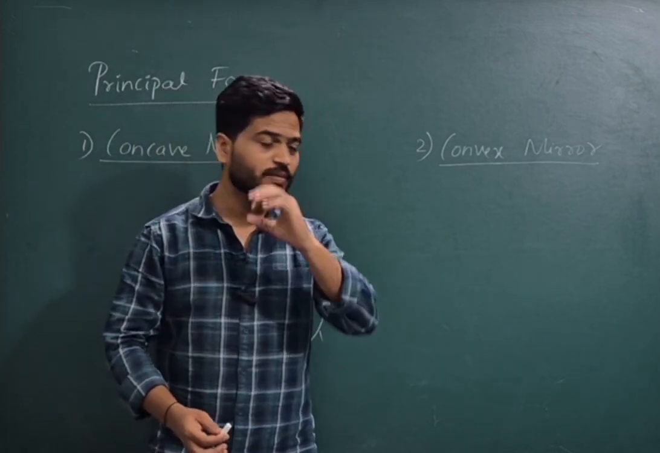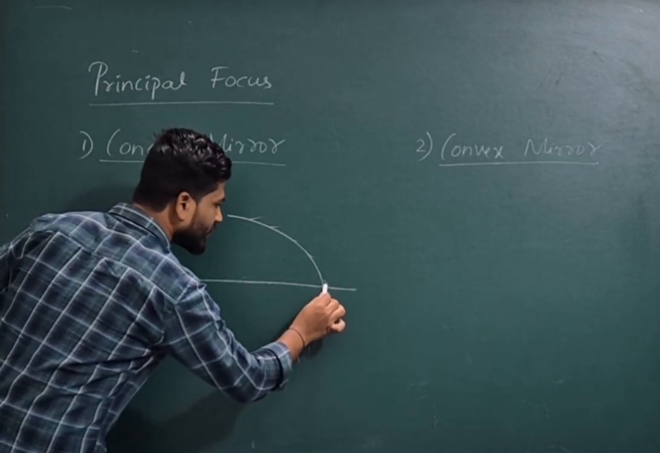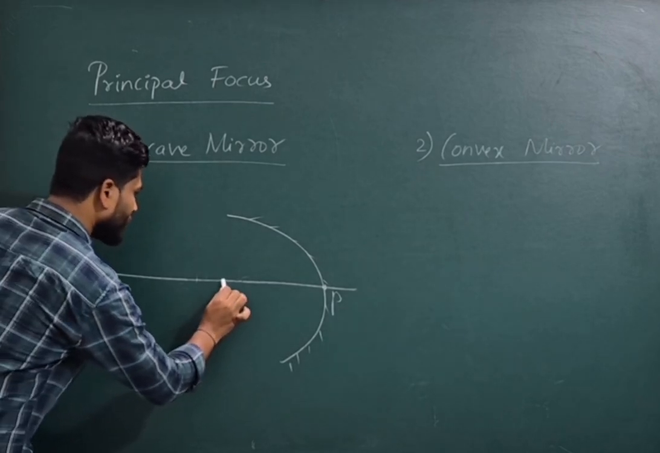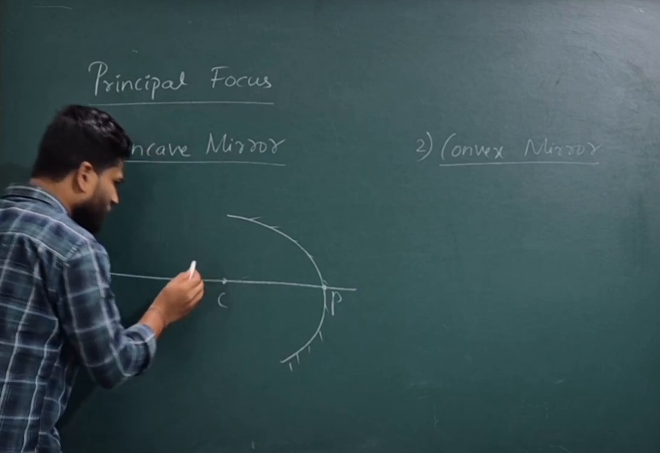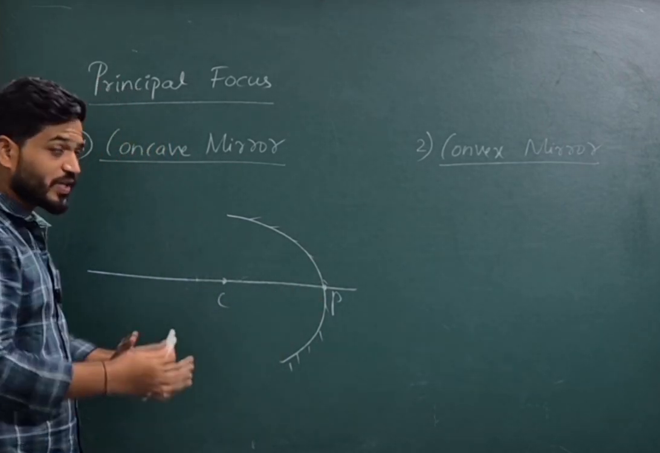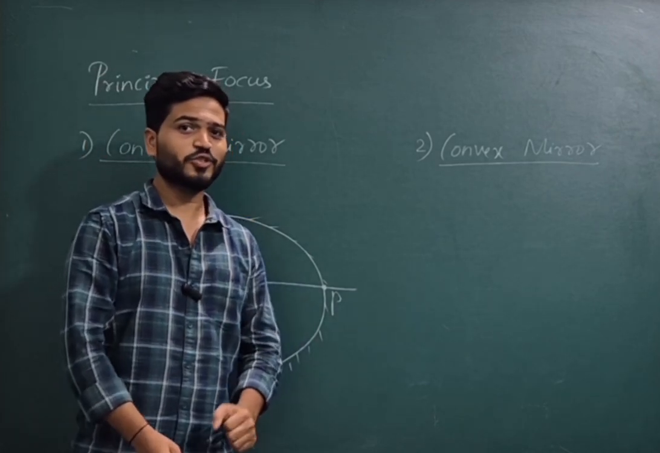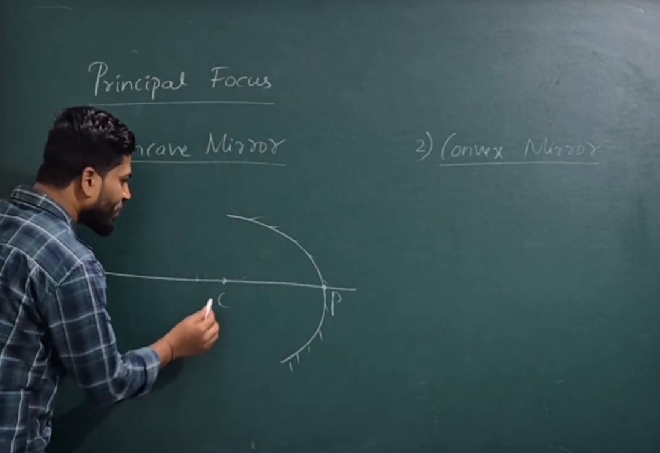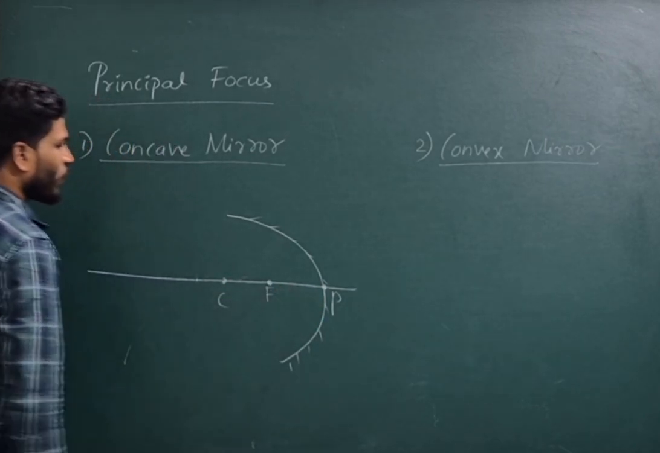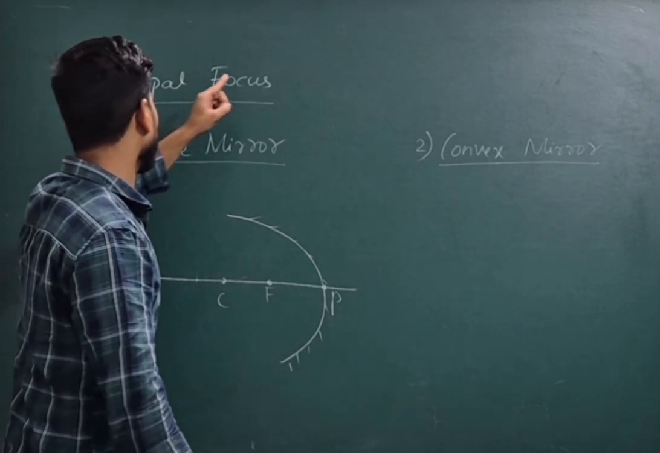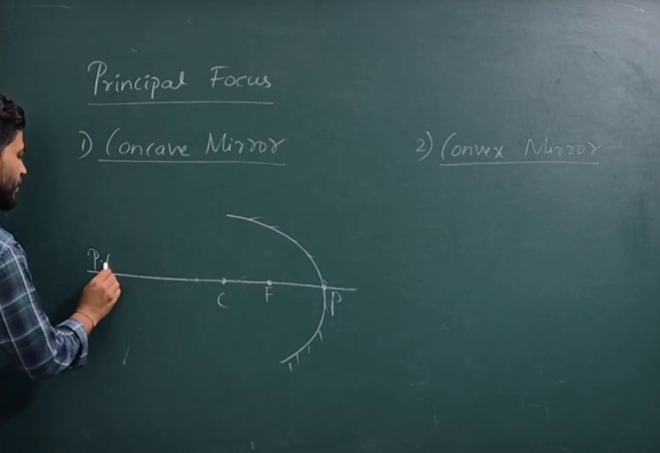All of you, important terms. What is this thing, all of you? This is the pole, right? This is the center. In between this center of curvature and pole, most of the students get confused in this situation. You should not get confused, right? Exactly the midpoint of this CP line segment is what? This is the principal focus. That's what we're talking about, right? Principal focus. And we all know that this is the principal axis.